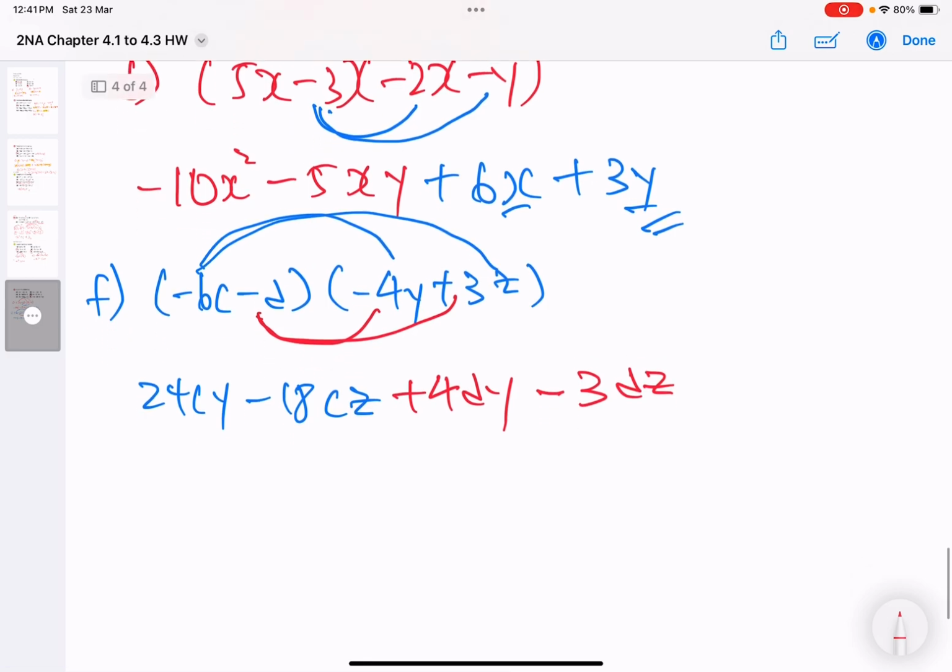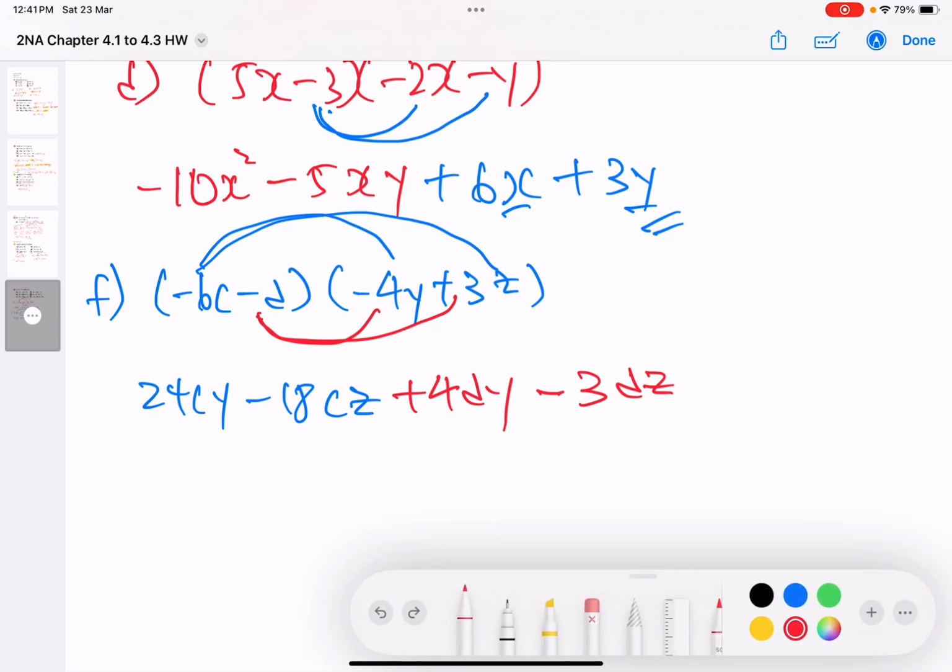Okay, again, are there any like terms over here? That means these two alphabets have to be exactly the same. Okay, cy, is there any other cy? No, there's no cy, so there are no like terms. There's no cz, there is no dy, there is no dz. So this is our simplified form. I don't have to simplify anymore. I can leave my answer like this.